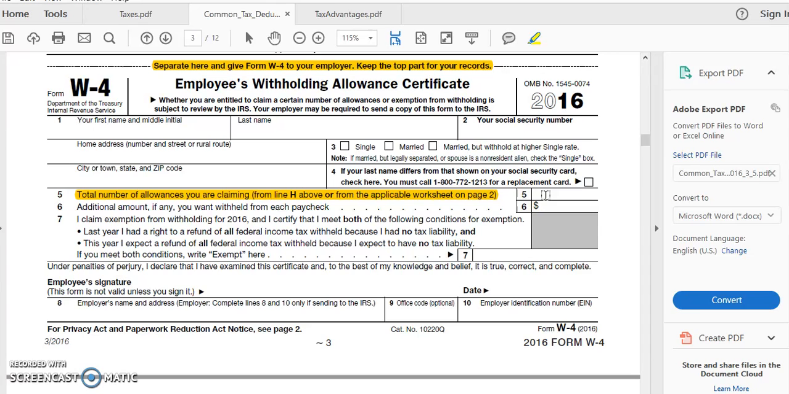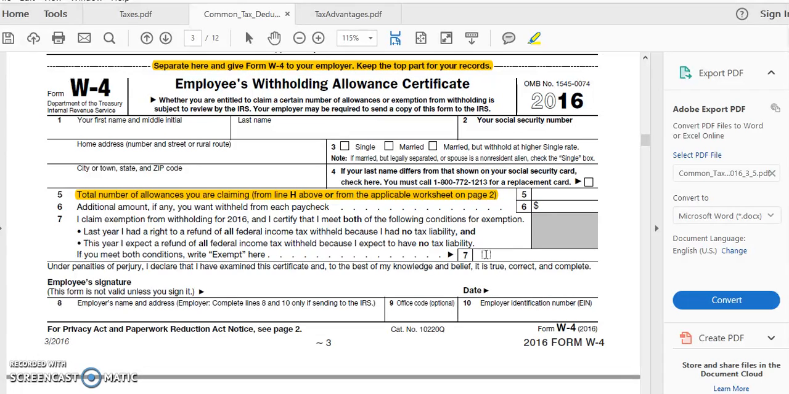So when you fill out this section, you're going to do your name, your address, your city, whether or not you're single or married, your social security number. You're going to enter your number of allowances on line 5. Line 6, it says any additional amount you want withheld from your taxes. You're going to enter 0. Line 7 says write exempt.